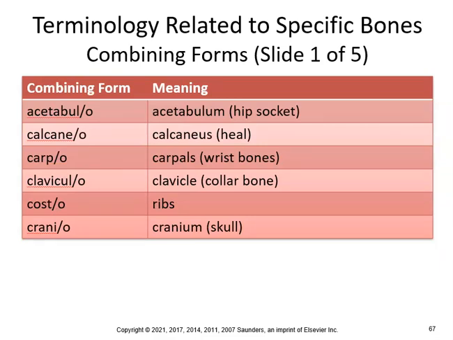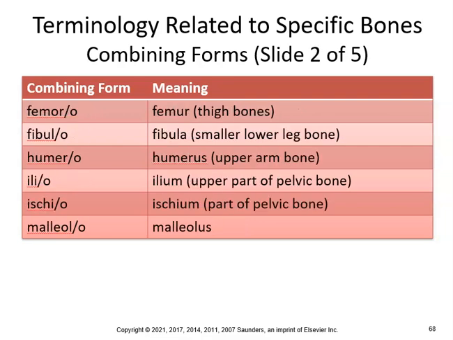Terminology related to specific bones: we have acetabulum, the hip socket. Calcaneus is the heel. Carpals, wrist bones. Clavicle, collarbone. Cost means ribs, and cranium meaning cranium, skull. Femur, so femoral, thigh bones. Fibula, smaller lower leg bone.